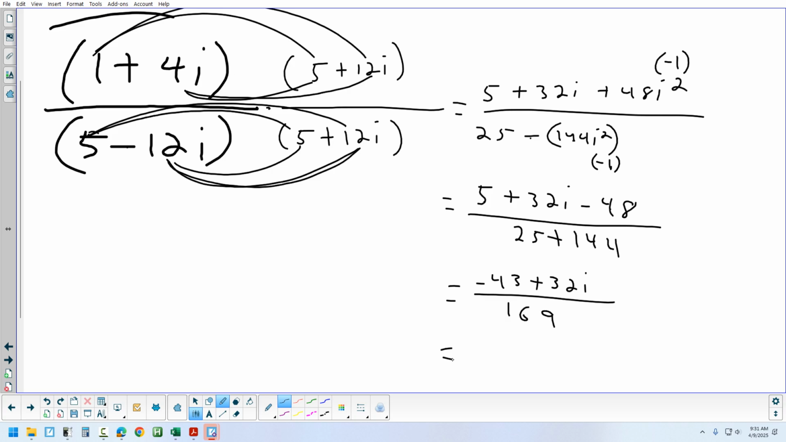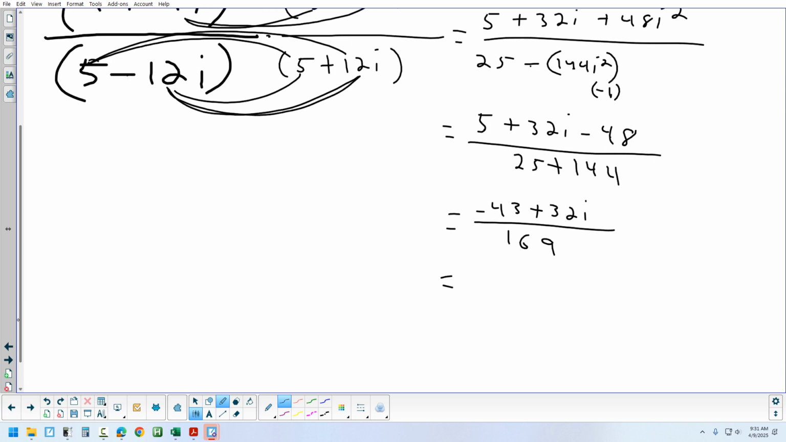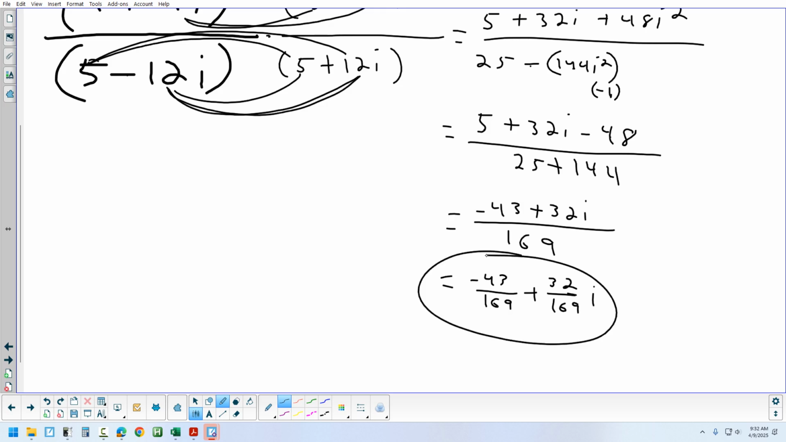So what's the real part of this number? Negative 43 over 169. That's the real. Plus, what's going to go in front of the i? 32 over 169. And it's always going to ask for standard form. So if you get this far, you're like 95% of the way there. You just separate it.